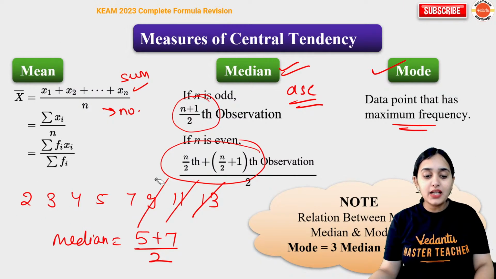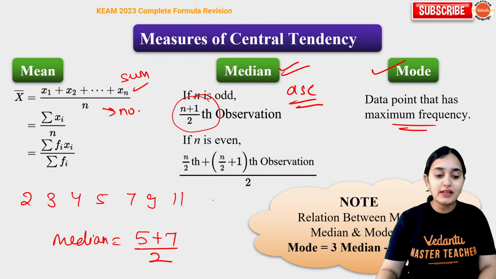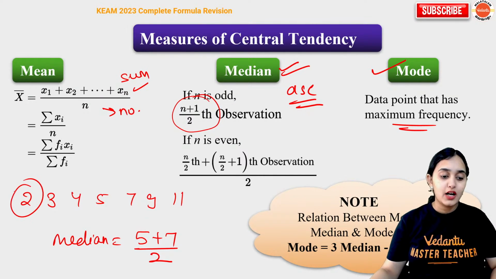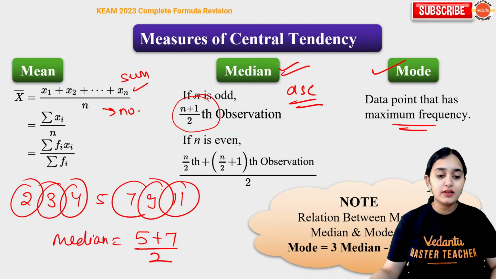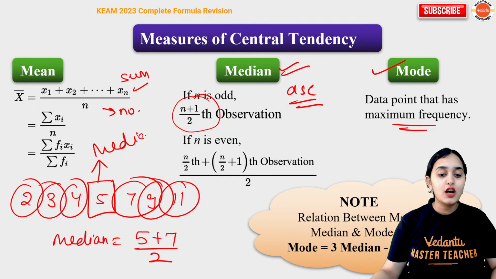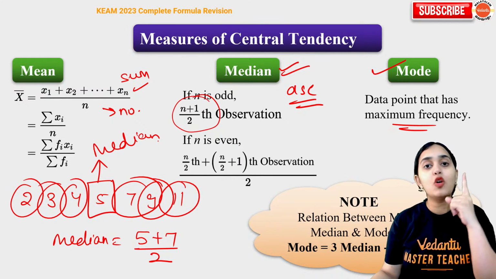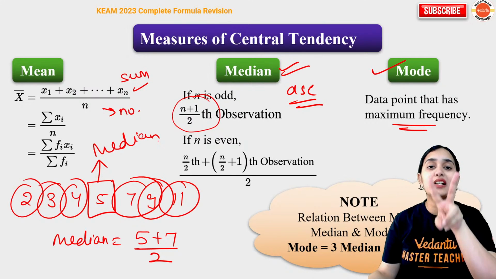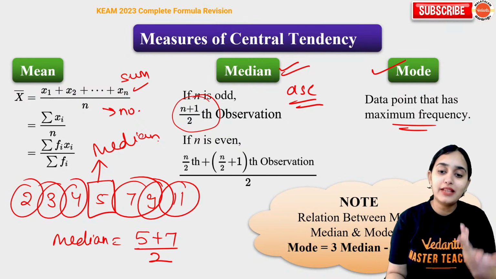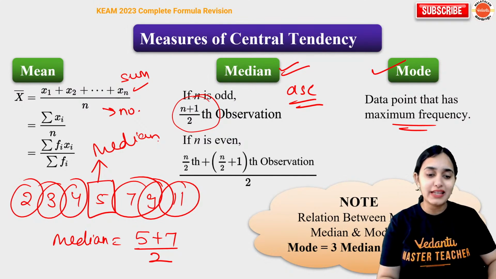Similarly, suppose the last number is not there. 2, 11. 3, 9. 4, 7. Only one number is left. It will be the median. So if the count is odd, it is only the middle number. If it is even, then the sum of the middle two numbers divided by 2. That is the median. Simple concept.